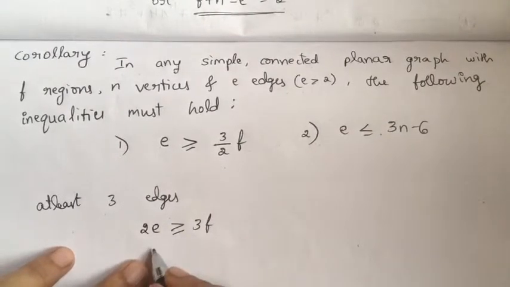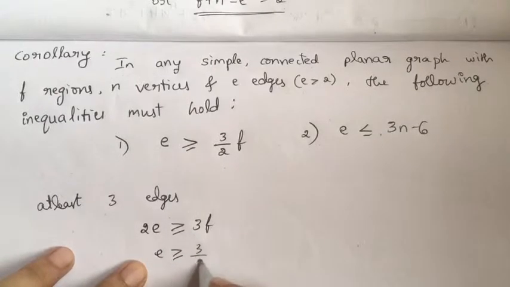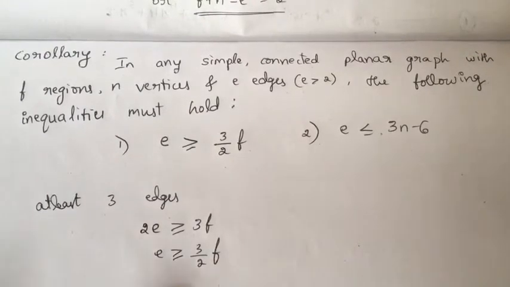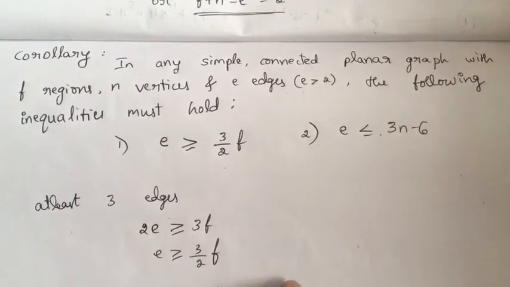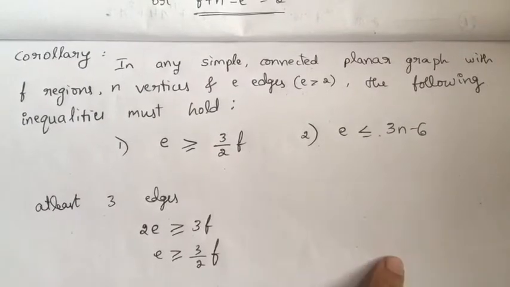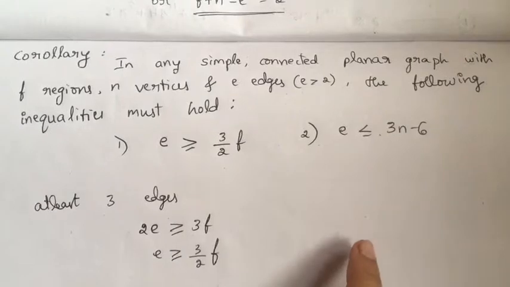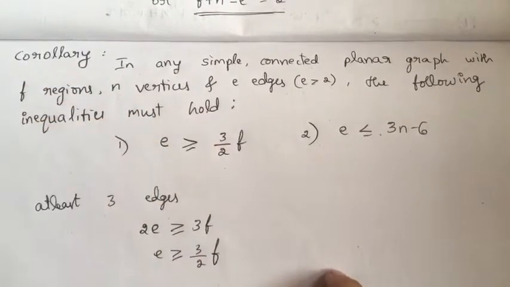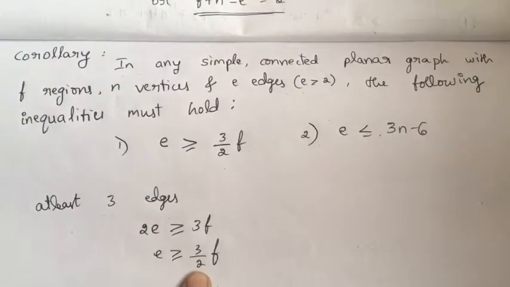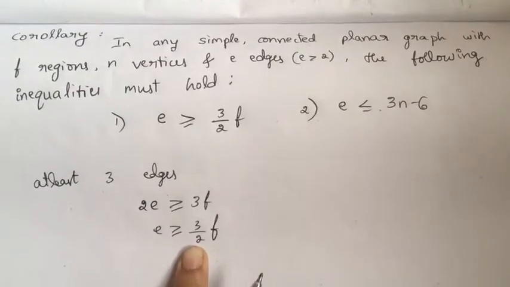That is the same as writing f less than or equal to 2e by 3. Suppose each region is a triangle, then there must be 3f by 2 edges. If the graph has other regions, then the number of edges will be more, that is e greater than or equal to 3f by 2.